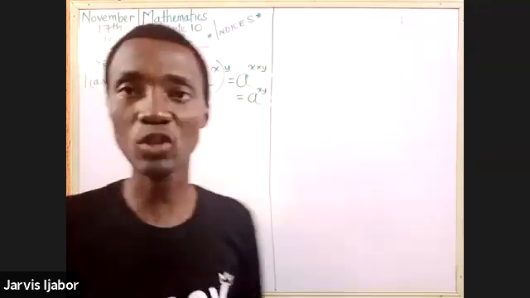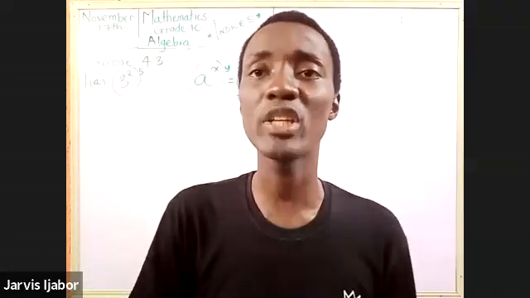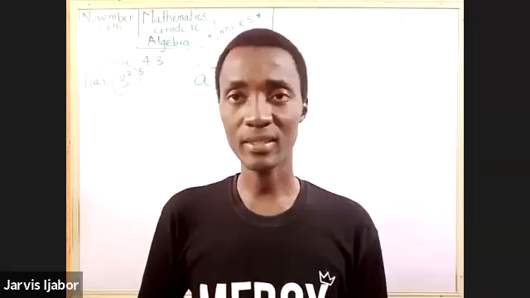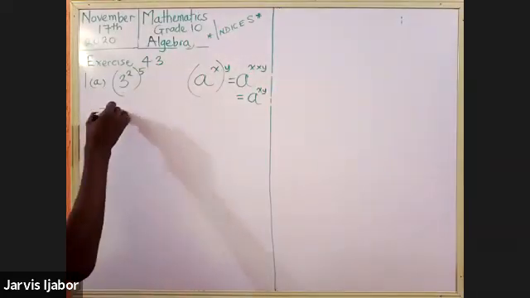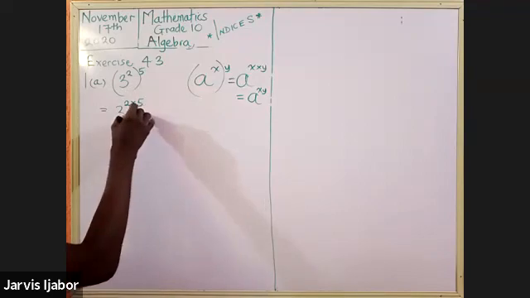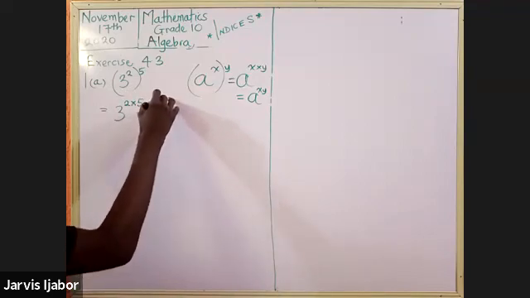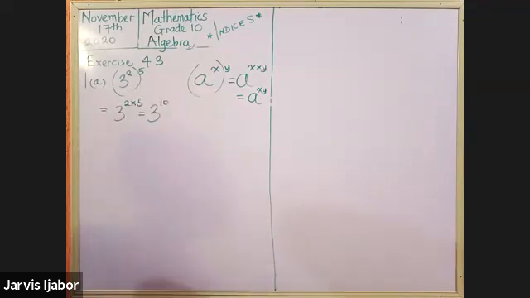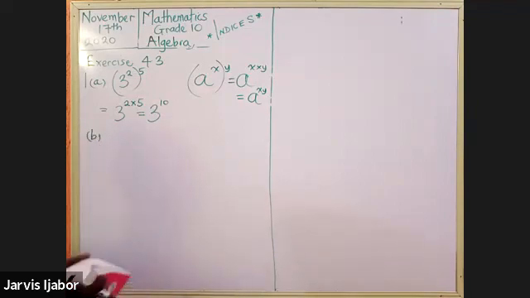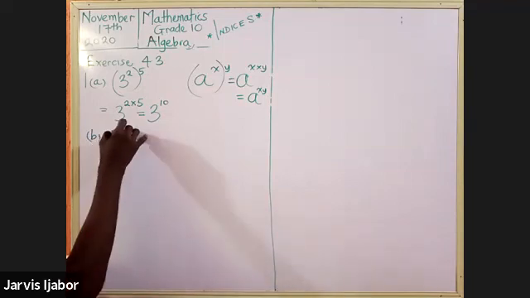So when you have a setup of this nature, essentially what you're doing is that you are multiplying their indices, or the indices are being multiplied. So what you're going to have here will be equal to what? 3 raised to the power of 2 times 5. This will give me 3 raised to the power of what? 10.